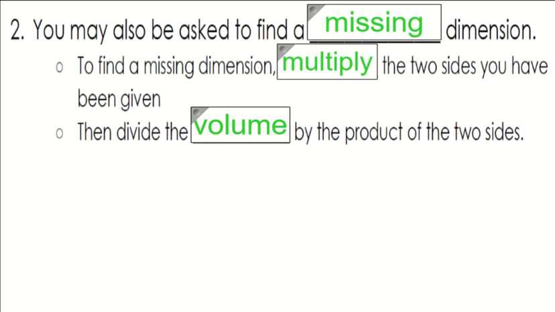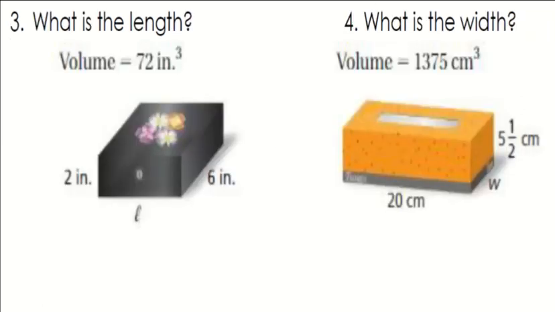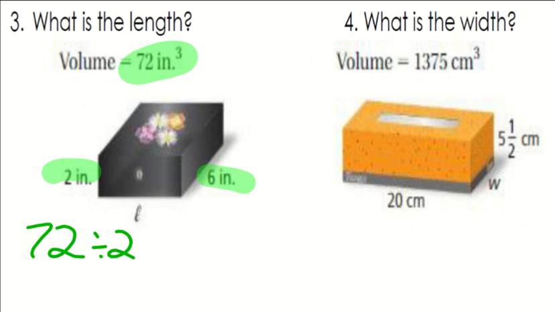All right, so let's try a couple of those. Towards the bottom there, 191. A little bit blurry up here on the screen. But just like I said, you've got 72 for the volume. We've got 2, we've got 6. 72 divided by 2 is 36. 36 divided by 6 is 6. So that would be our missing side, our length there.